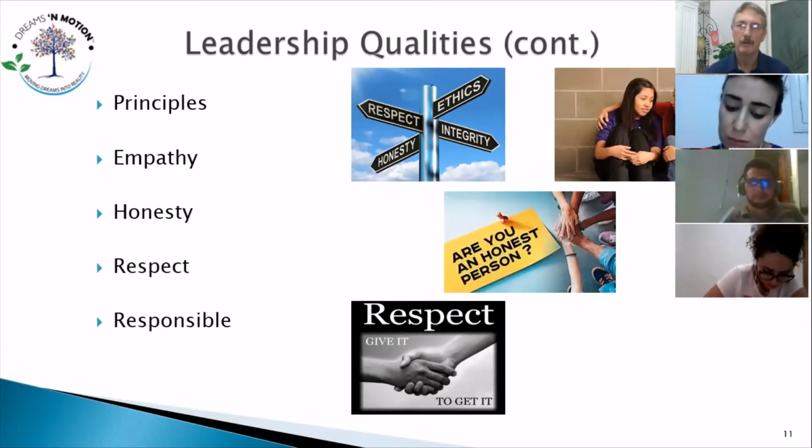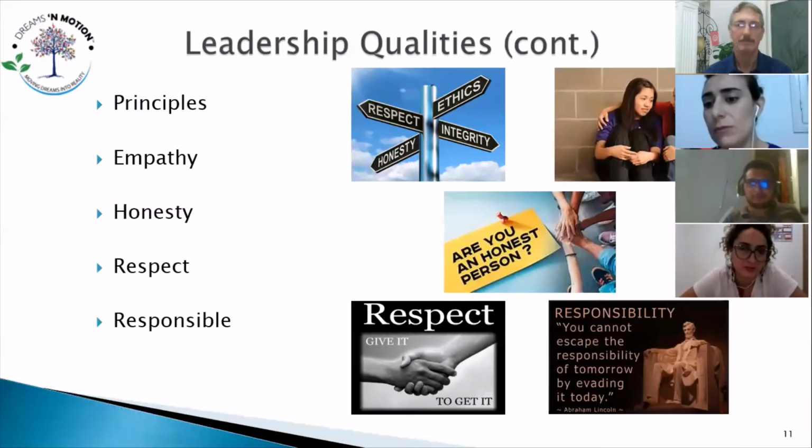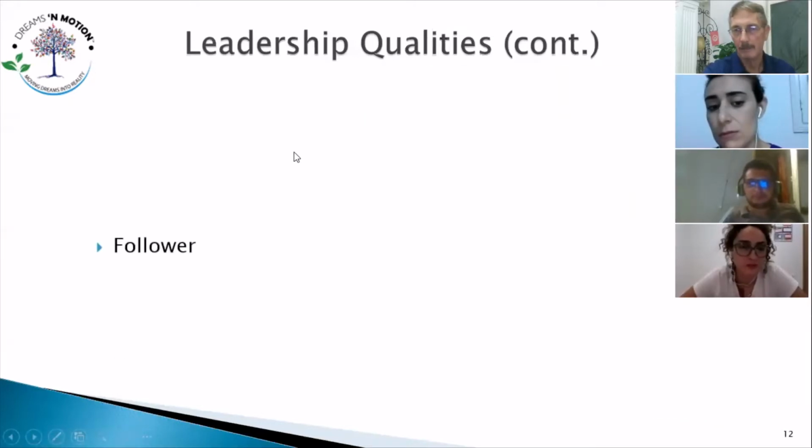And the last one here is to be responsible. Leaders have to be responsible, okay? They have to take responsibility for their actions and words. People that are true leaders won't say something and turn around later on and say, well, no, I really didn't say that. No, they did say it, okay? So responsibility is something that's extremely important.